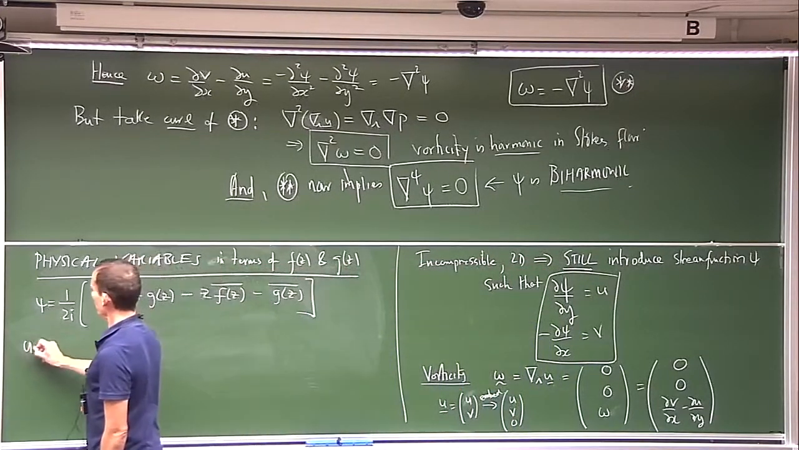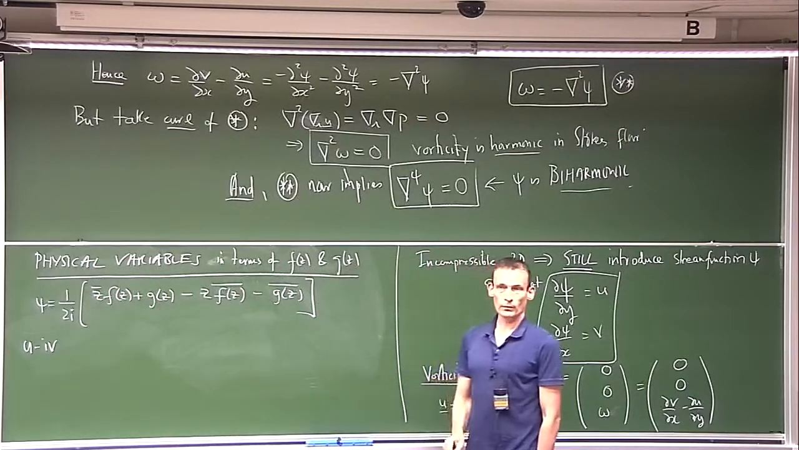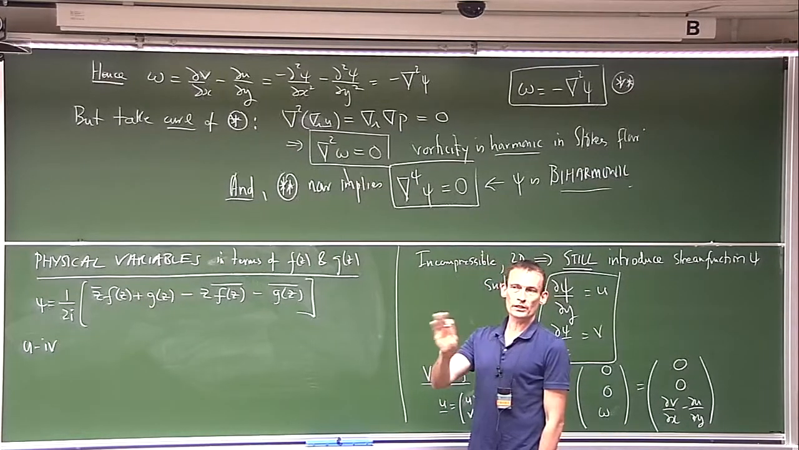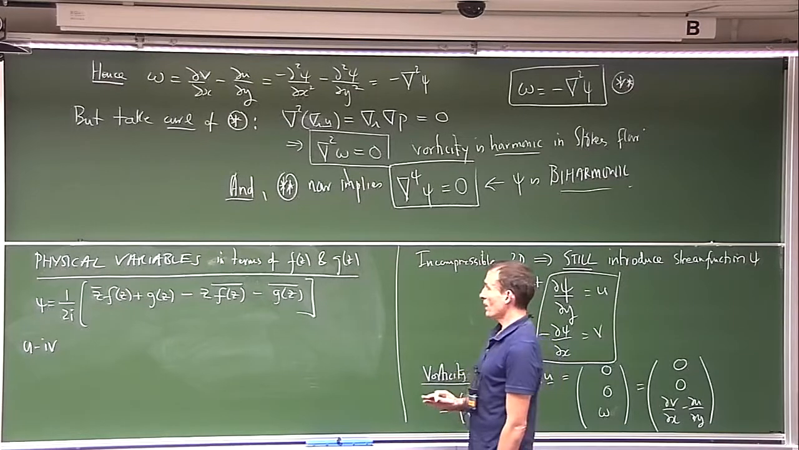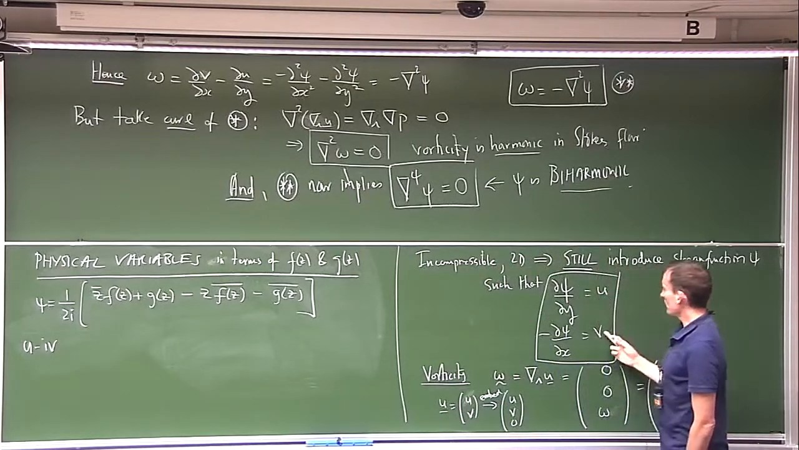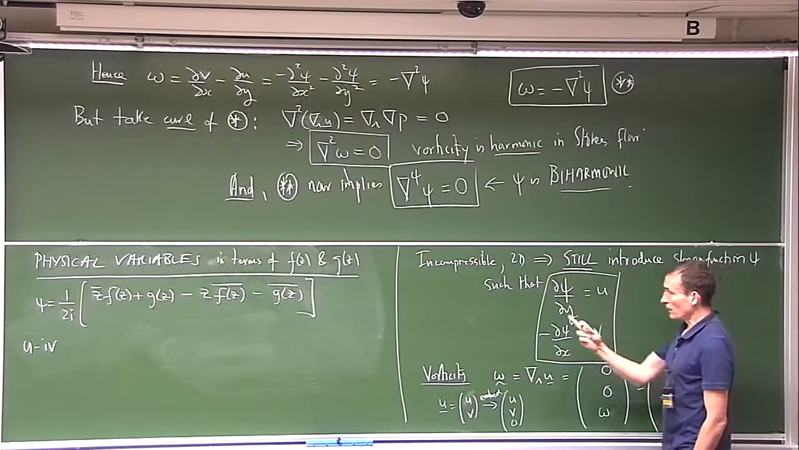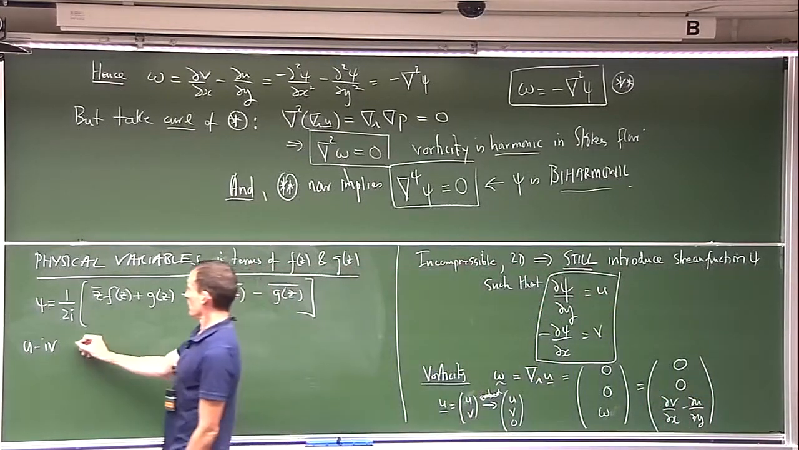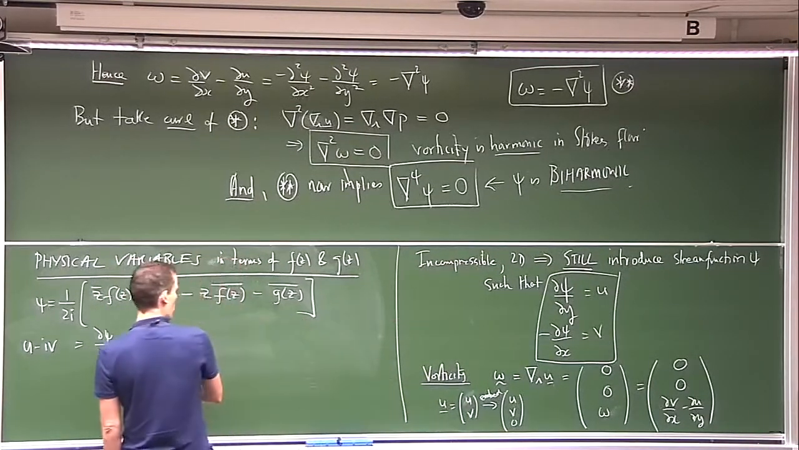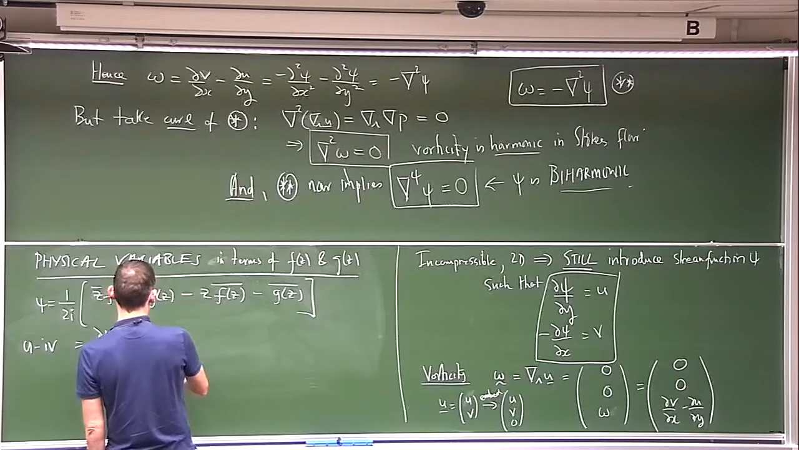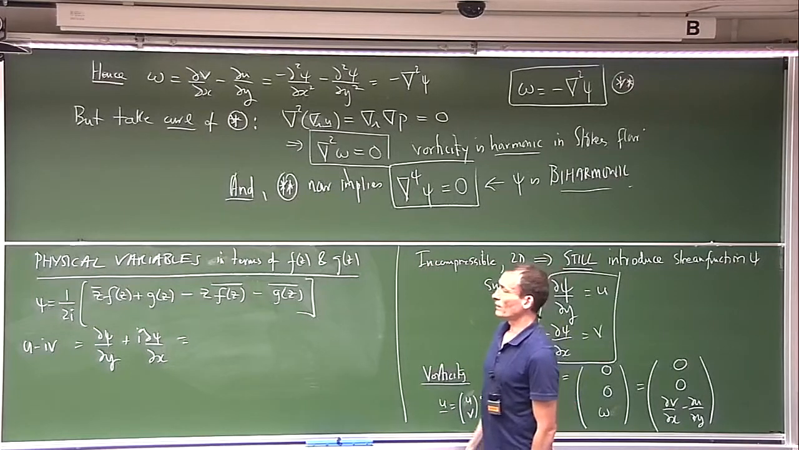So let's look at u minus iv. Okay, we know the stream function. Let's work out what the velocity is in terms of f and g. Well, remember, here are the velocity fields in terms of psi. So u minus iv is ∂ψ/∂y plus i ∂ψ/∂x. Let's take the i outside.